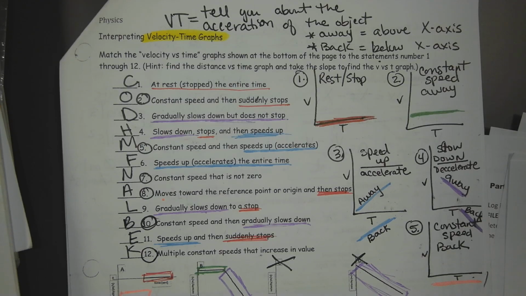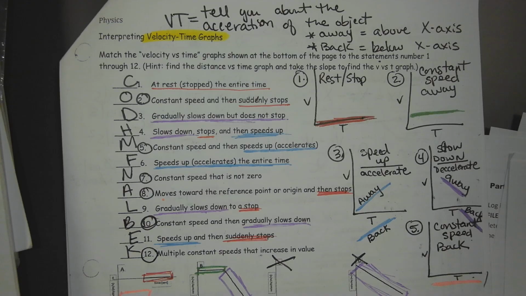Okay? One more time. Away, above. Back, below. That's how I know it. Away, above. Back, below. VT, though, only. Take a glance at, remember graph number 1 we did. When it was at rest, it was on the actual x-axis. But look at graph 2. Constant speed that's moving away is above the x-axis in a flat horizontal line.